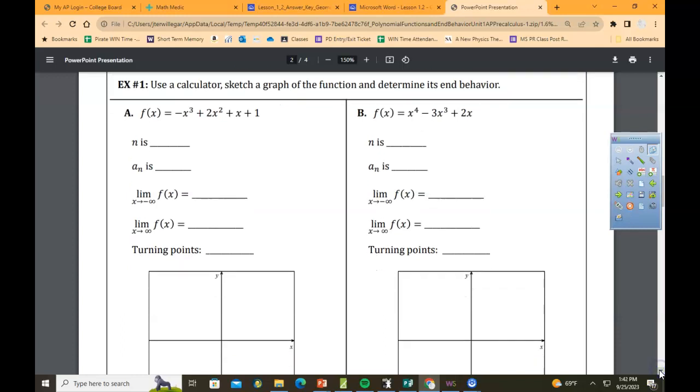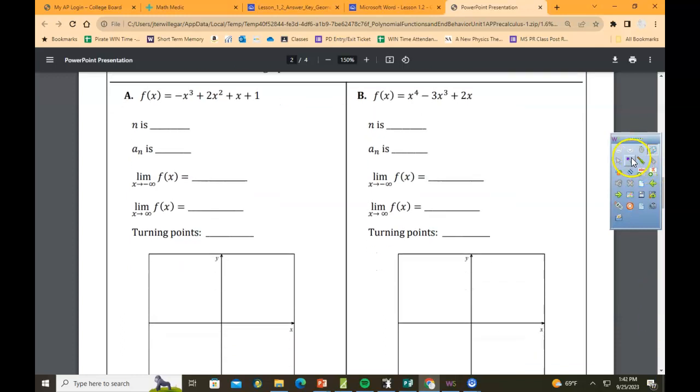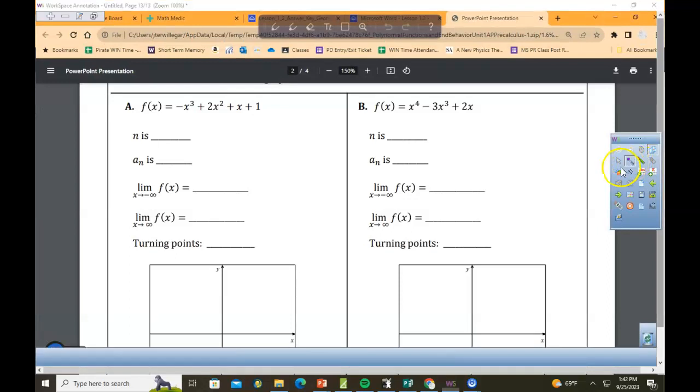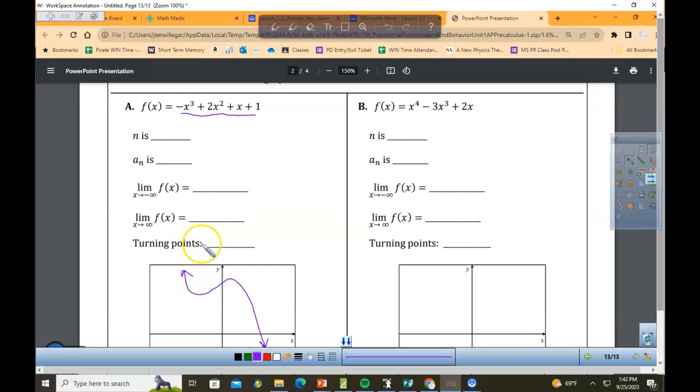Let's look at some examples. Use the calculator, sketch a graph, and then we're going to figure out some stuff about the graph. So here's our first one. Let's sketch it down here. That's what it looks like. Now, what is my n? What is my highest power? Well, it's 3, so it's going to be odd. Now, what's my leading coefficient? For this one, it's -1. So negative. This is going to be a negative odd.